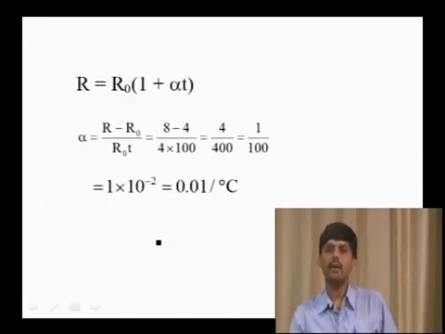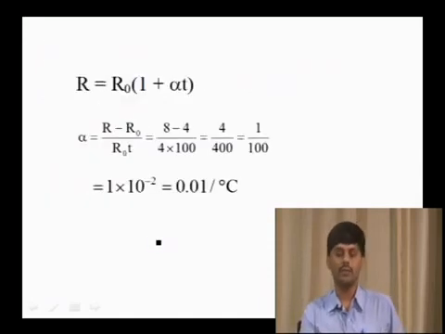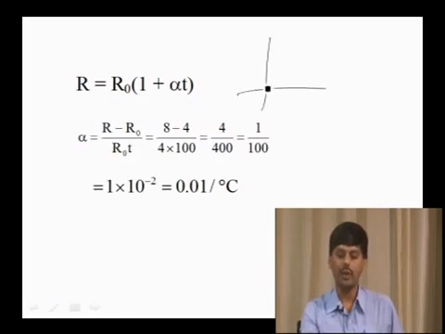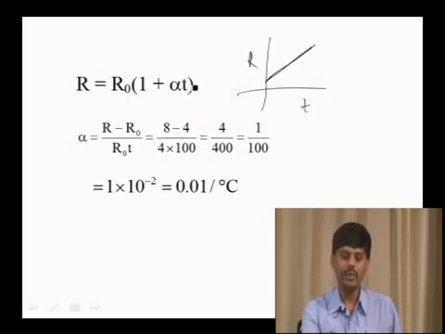See, we have a formula for the variation of resistance with temperature. For this variation, we are going to have an equation like this. This is resistance and this is temperature. This variation is given by this equation. Rearranging this equation, we get alpha is equal to R minus R naught divided by R naught into T. This R can also be taken as RT, that is resistance at temperature T.